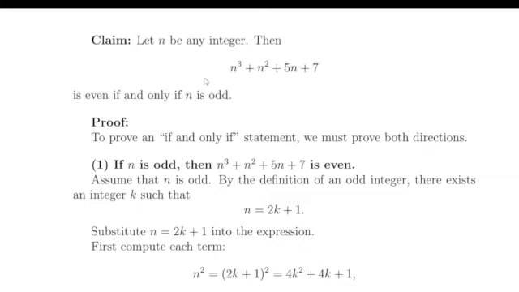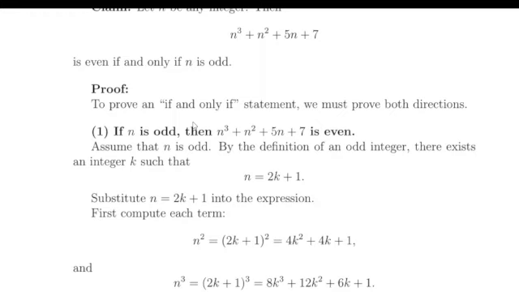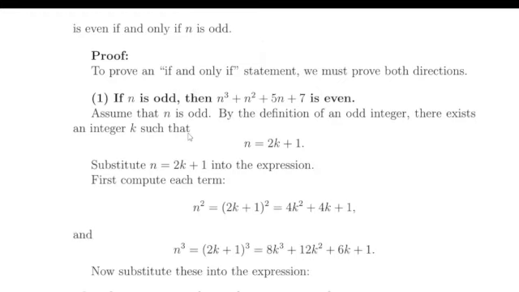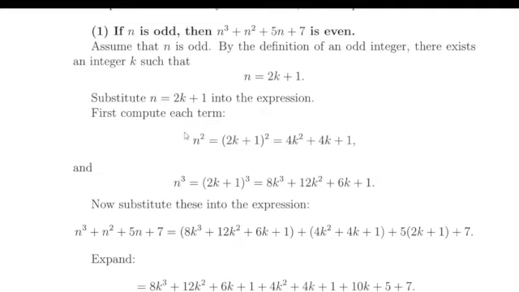In this video, we want to prove that if n is an integer, then n cubed plus n squared plus 5n plus 7 is even if and only if n is odd. Okay, so let's start off with n being odd. And we want to prove that n cubed plus n squared plus 5n plus 7 is even.